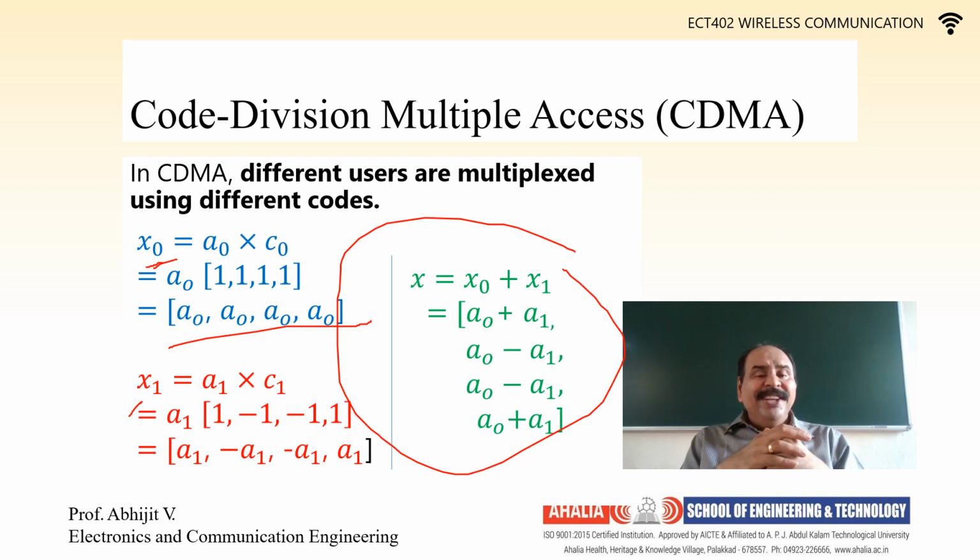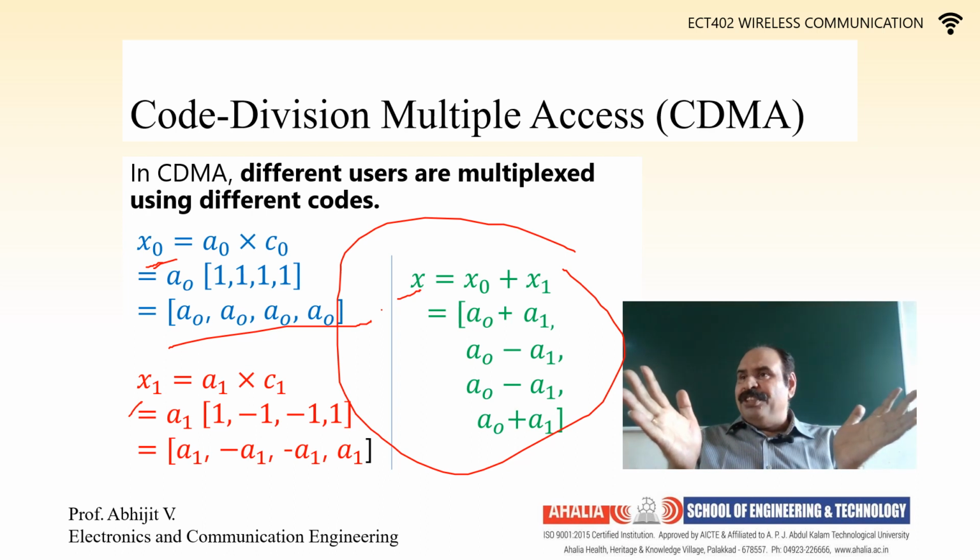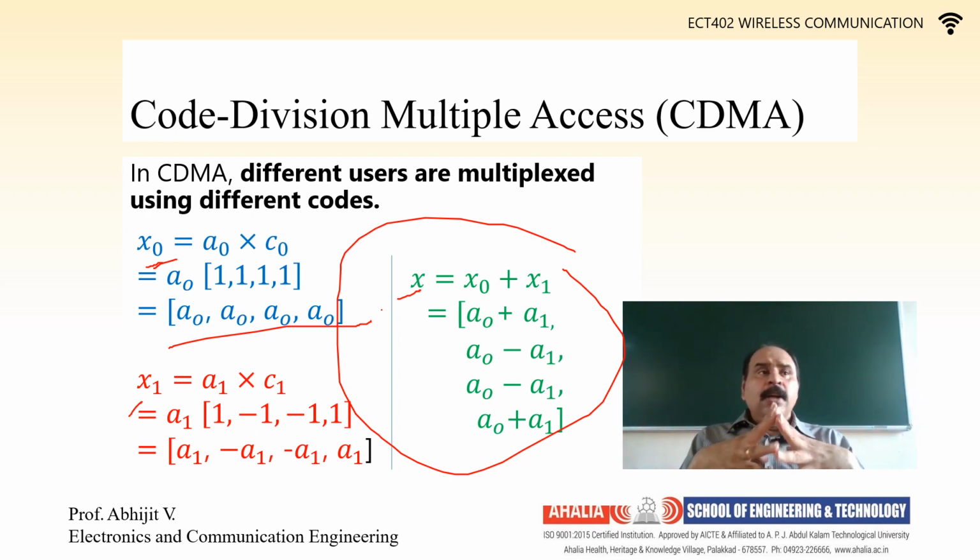So x naught is equal to a matrix of A naughts. x1 will contain A1, minus A1, minus A1 and A1. And x, which is the combination of both the signals, will contain A naught plus A1, A naught minus A1, A naught minus A1, and A naught plus A1. Is that clear? This x is the signal that you have multiplexed. This is the output of your multiplexer. You can get problems also based on this, so that once you understand the concept, it is quite easy for you to solve these problems.